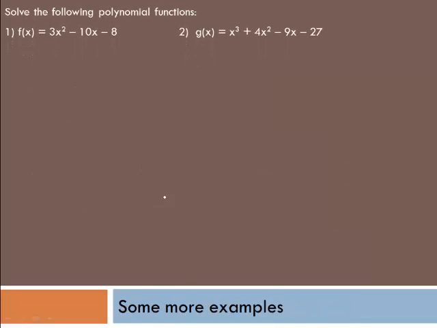Okay, we're going to solve the following polynomial functions. So I have f of x is equal to 3x squared minus 10x minus 8. So I'm going to multiply 3 and negative 8. And that is going to give me negative 24. And so now I'm going to look for two numbers that will give me a negative 24 when I multiply them and a negative 10 when I add them. Now because the 24 is negative, I'm going to have one negative factor and one positive factor.